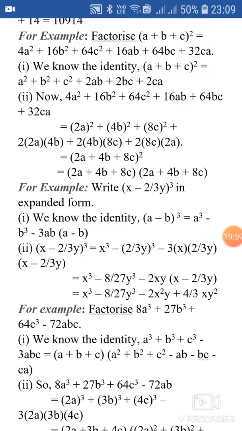16b square becomes the whole square of 4b. Then 64c square becomes the whole square of 8c. So here, in the second way, we have (2a) whole square plus (4b) whole square plus (8c) whole square. Now the next three terms are 2ab, 2bc, 2ca. So the first term is 2a, second term is 4b, then 2 into second term 4b, third term 8c, then 2 into third term 8c, and then first term 2a. Hence it is the whole square of (2a plus 4b plus 8c).